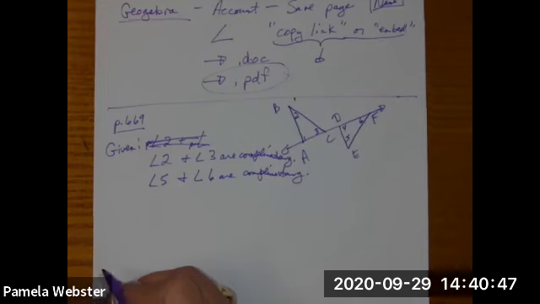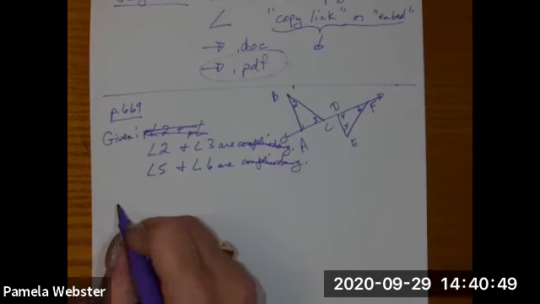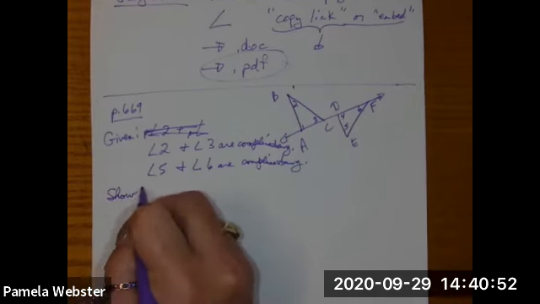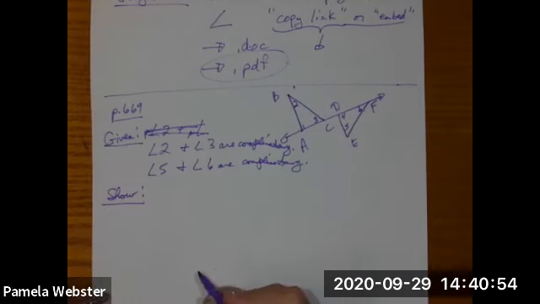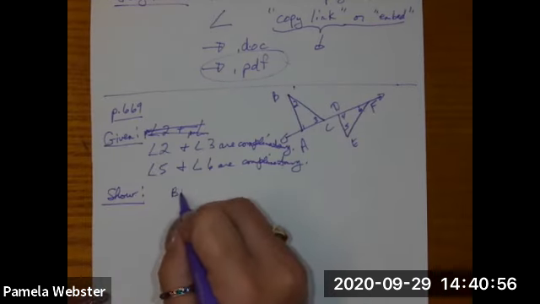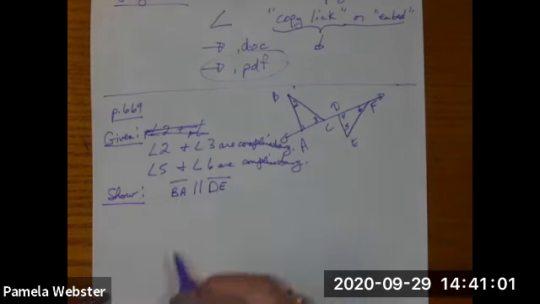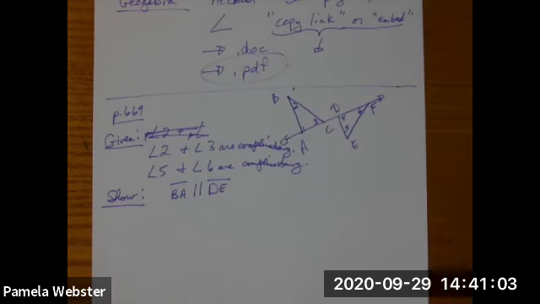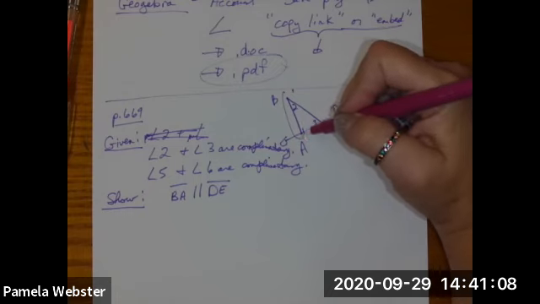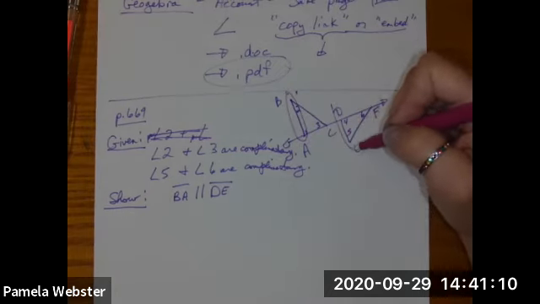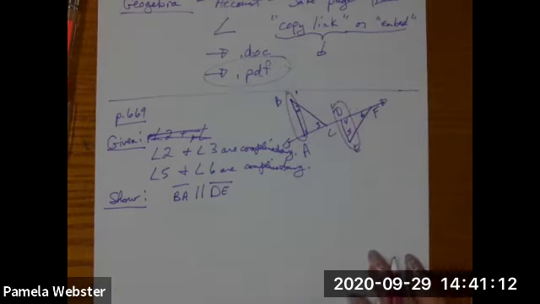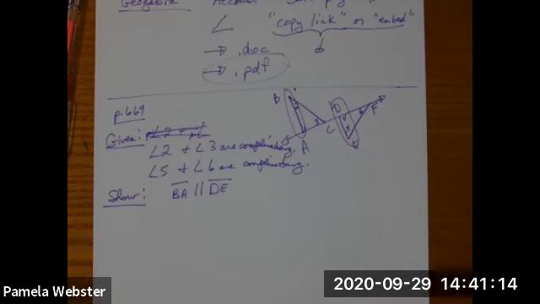That's all I get for a given. And then for my show, it says, show that segment BA is parallel to segment DE. That's what they want me to show. So I'm looking for this segment to be parallel to this segment. All right.